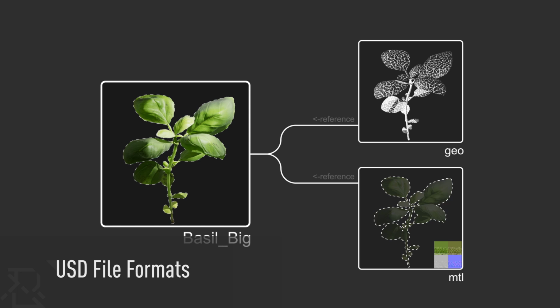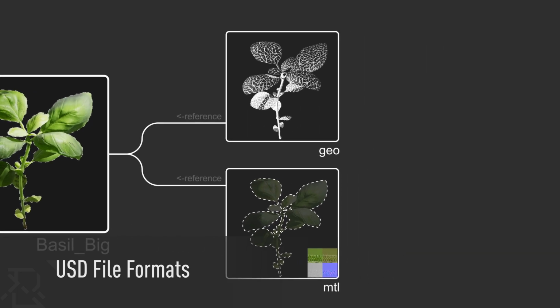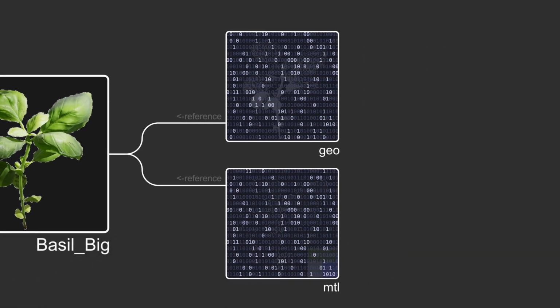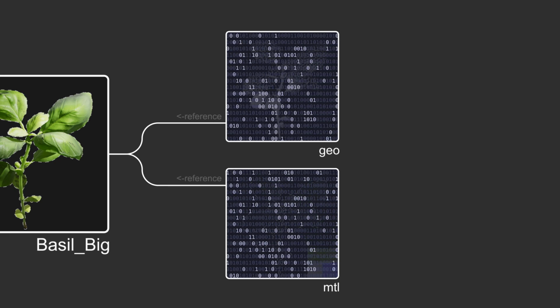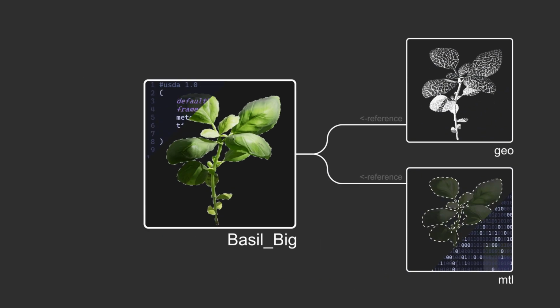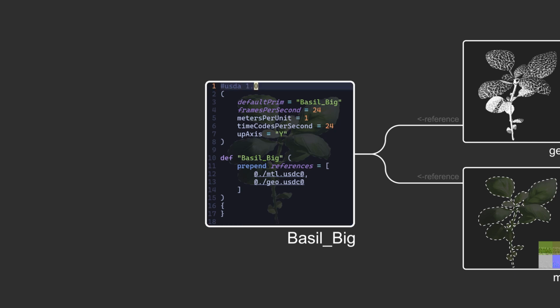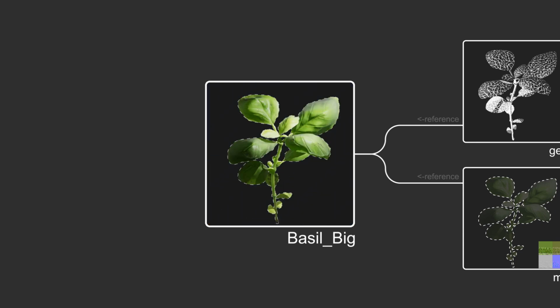USD currently has a few options for how to store USD data. USD crate files are binary files. They have a much smaller file size and are much more memory efficient, making them great for geometry or any file with a ton of data. USD ASCII files are simply text files, so they can be easily read and edited with any text editor. This is really handy, but it does mean that they're much less space and memory efficient, so they're best saved for debugging or for light data, like USD files that are simply composing together other heavier USD files.